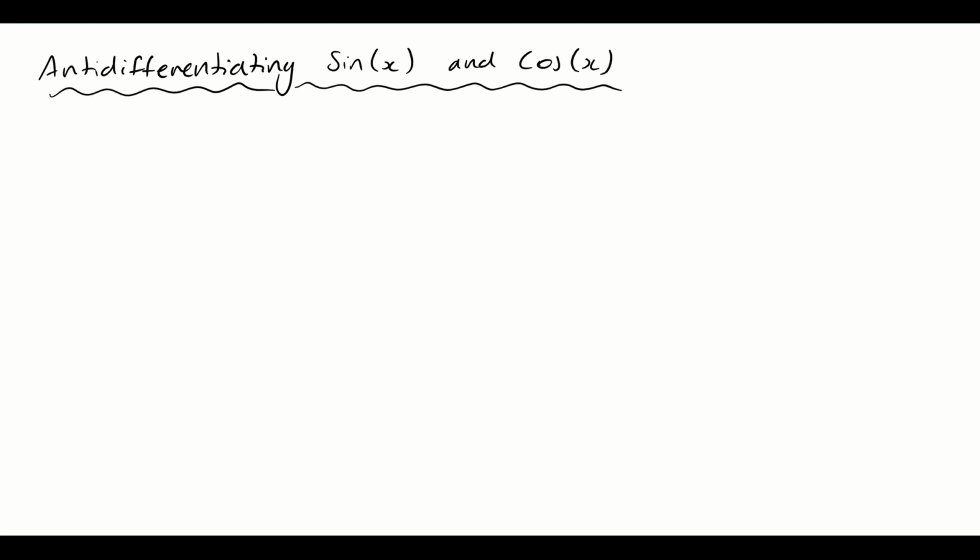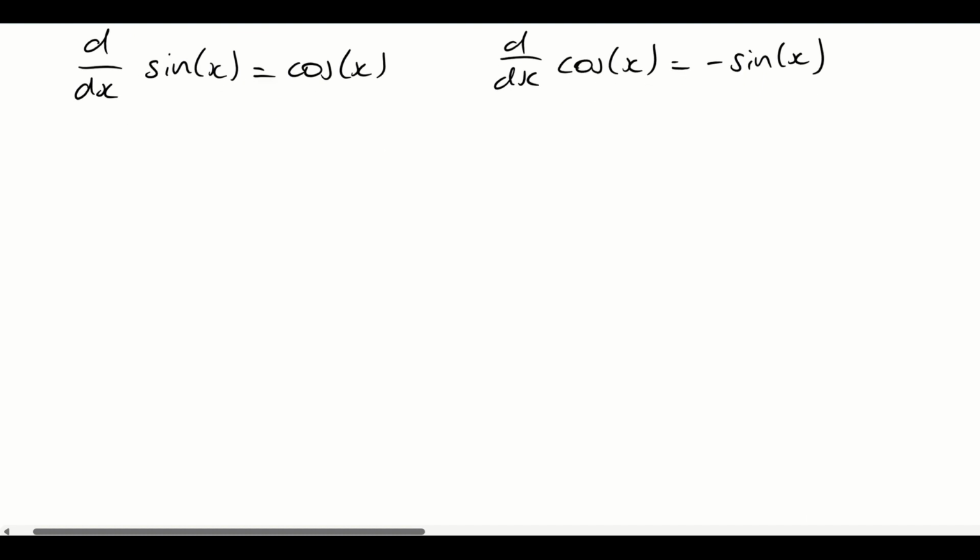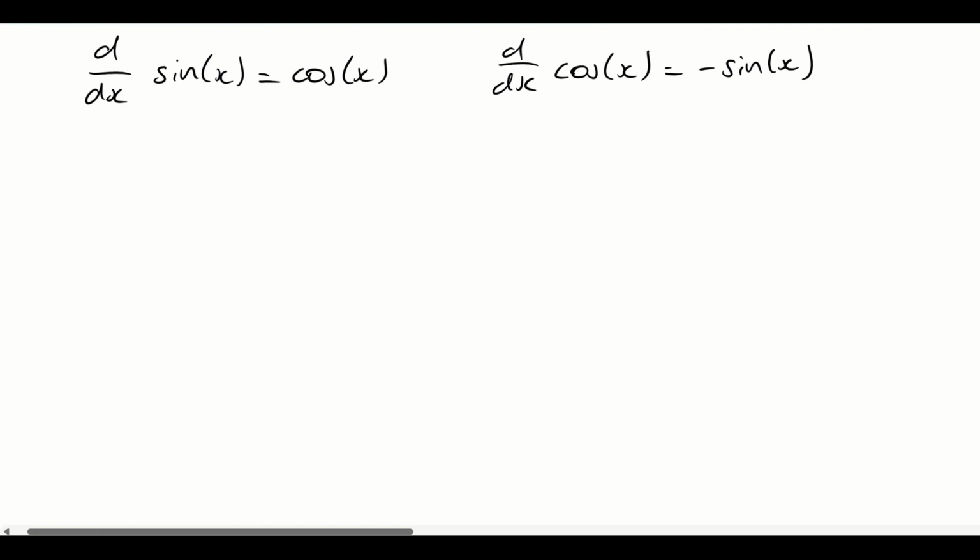So I want to start off by reminding ourselves what the derivatives of sine and cosine are. We can say that the derivative d over dx of sine of x is equal to the cosine of x. And likewise, the derivative d over dx of cosine of x is equal to minus sine of x. I'm going to use these two known derivatives to form a little circle. And that circle will make more sense in a sec.